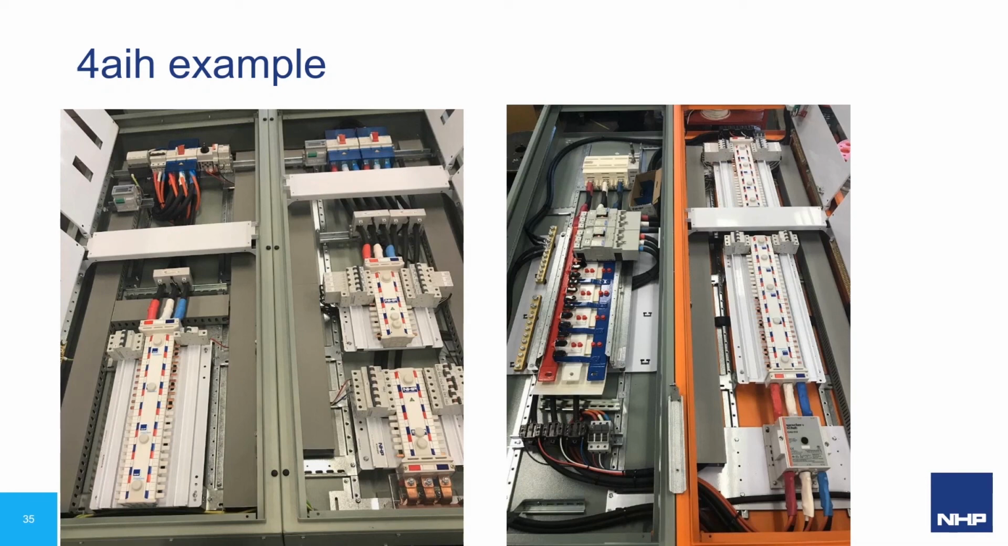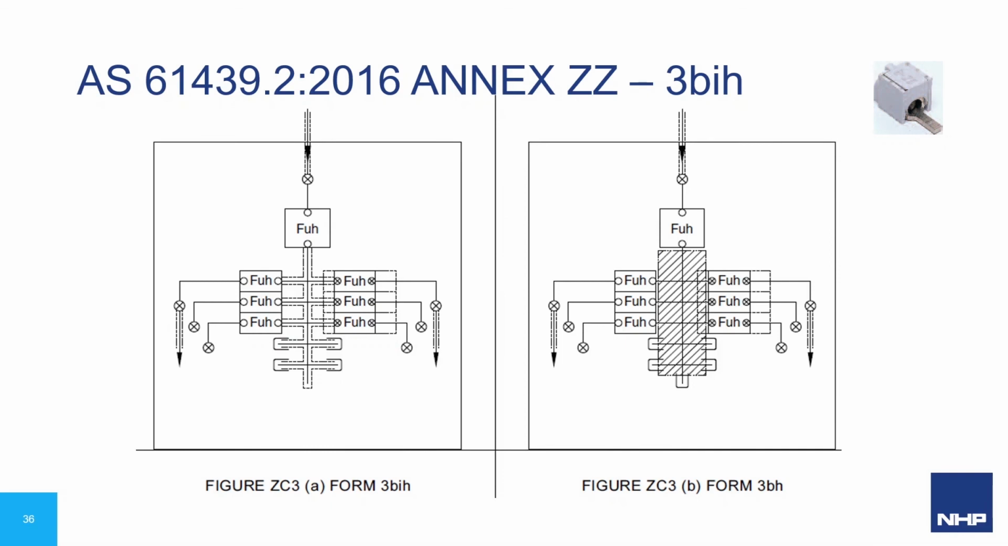To conclude our discussion, we will talk about a few of the other alternate construction forms of separation that are no longer preferred. The first of which is Form 3BIH. Based on agreement between the assembly manufacturer and the end user, Form 4AIH will usually be offered in its place or a modified version of what is currently on the screen.